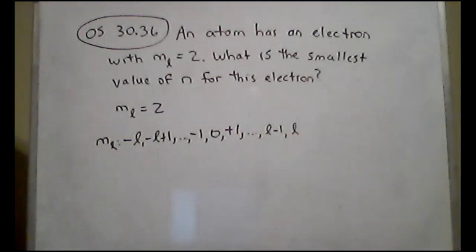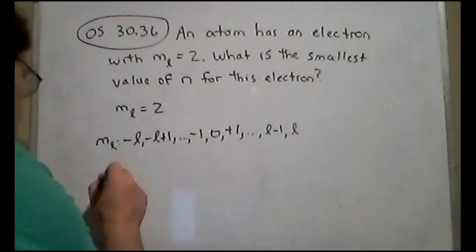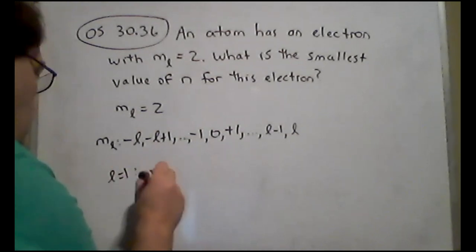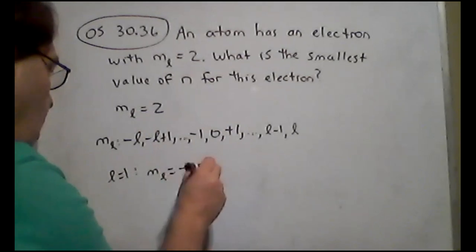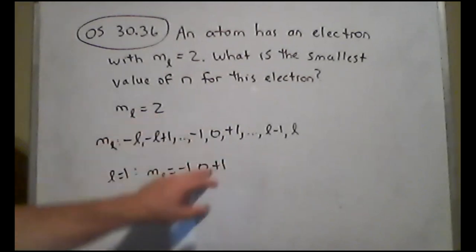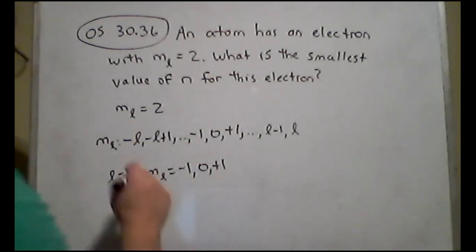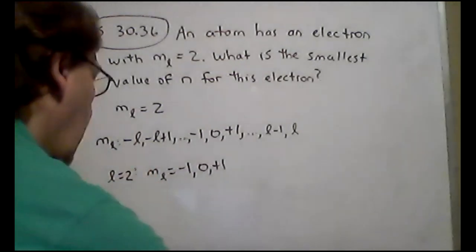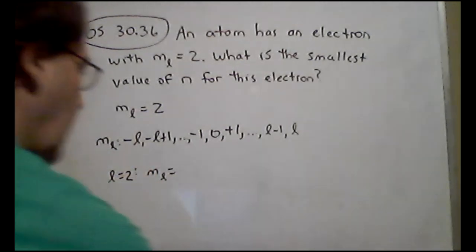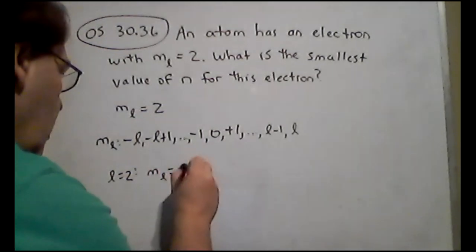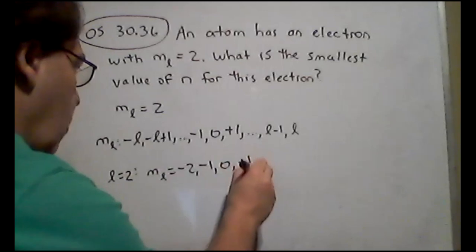So if m sub L is 2, that means that, minimally speaking, L better be 2. L can't be 1. If L was 1, m sub L could only take on the values of negative 1, 0, or positive 1. 2 is not in that range. So L cannot be 1, L cannot be 0. If L equals 2, then m sub L can take on the values of negative 2, negative 1, 0, positive 1, positive 2.